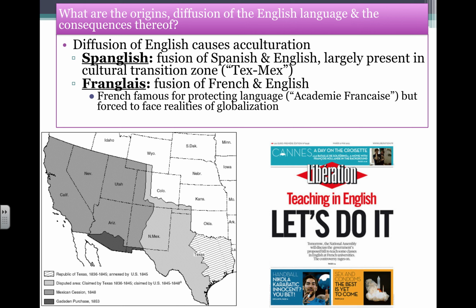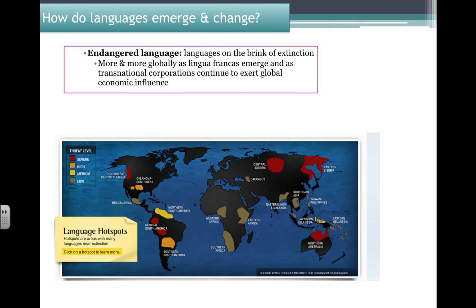But just something that's a little bit interesting is that the French are actually very famous for protecting their language. They have something called the Académie Française, where they're trying to preserve the sanctity. They're trying to make sure that other languages don't change French too much. They try to keep French very pure, but they're also having to face the realities of globalization. As we get more globalized, and English in particular becomes the world's lingua franca, that in turn is going to change and affect their language.